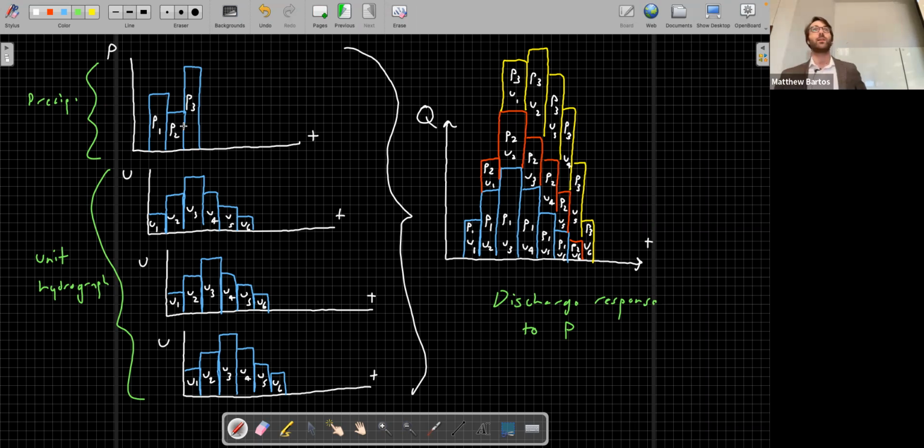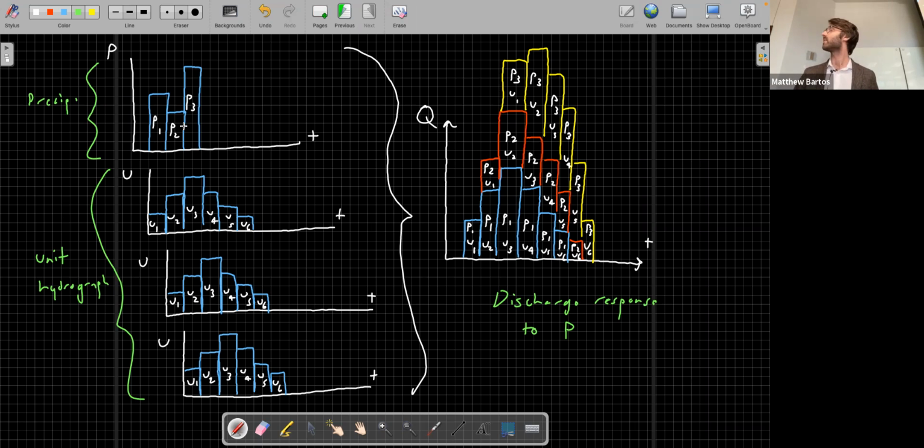So the unit hydrograph is different for each watershed. Can anyone tell me why? What does the unit hydrograph represent again? What does the unit hydrograph represent? Right. So it's essentially an estimate of the travel time distribution. So that will depend on the size of the watershed and how the terrain is laid out, essentially.